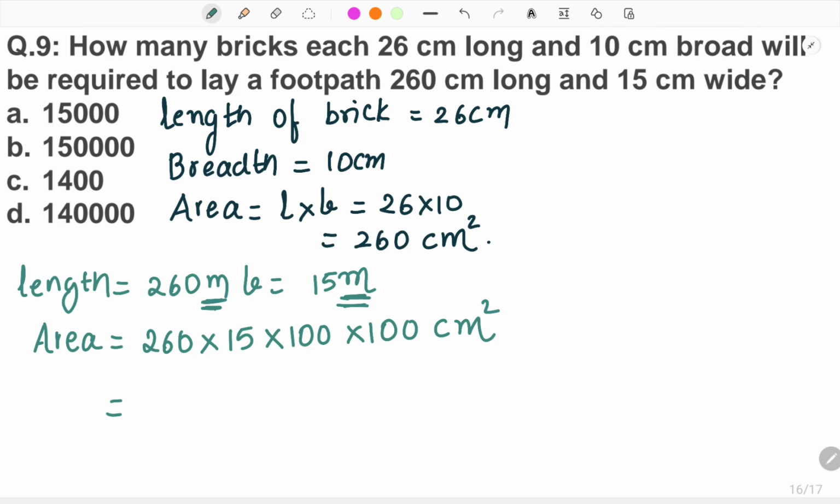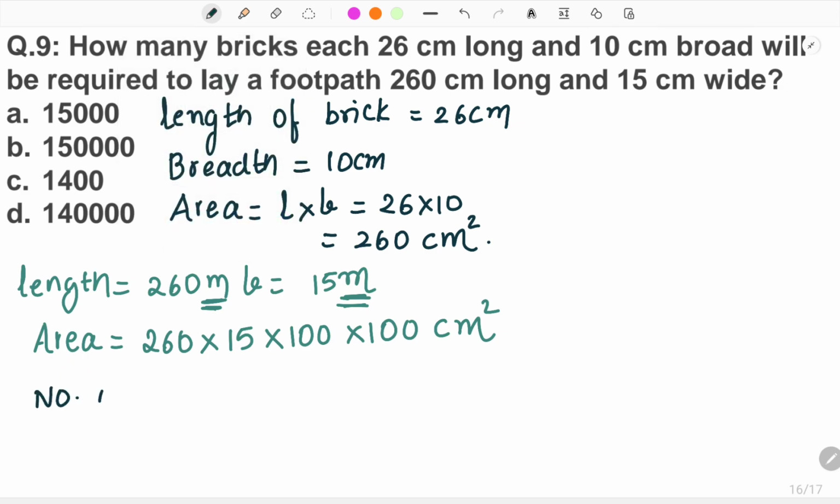260 into 15 into 100 into 100. But now just don't calculate this. Just keep it as it is only. We got the area. Okay. Suppose we got the area. Now what we have to find? We have to find how many number of slabs are required. Okay. How can we find this out?